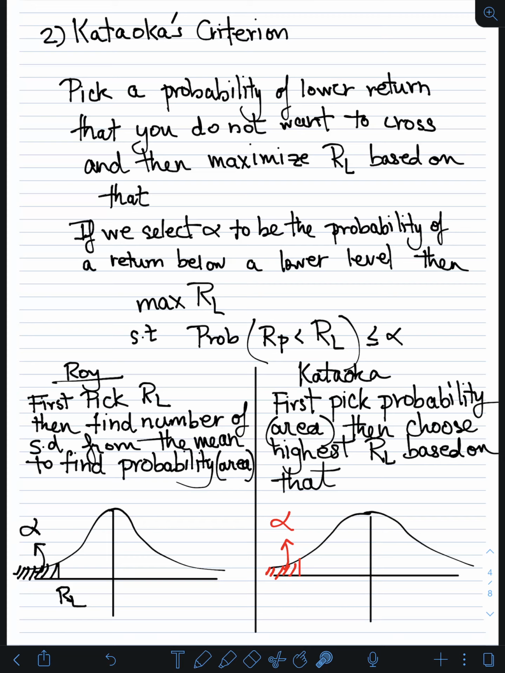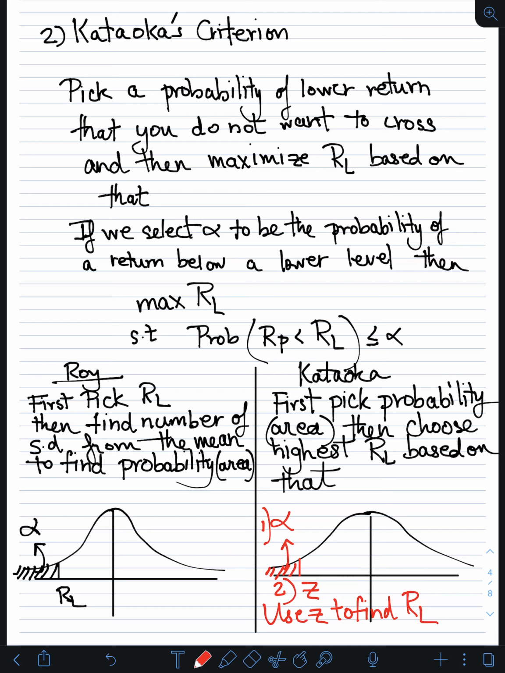We'll find out what that value is, and we want to go as far to the right this time as we can. We want to maximize that lower bound of return. Hopefully that makes sense. If we're locking down the probability of a low return, then once we've locked it down, we want to find as high a return as we can among all those locked opportunities. So we first select alpha, then use that to find z, and then use z to find RL.